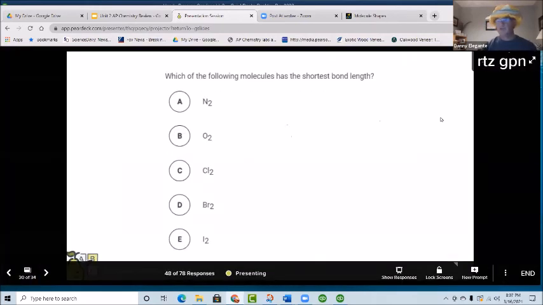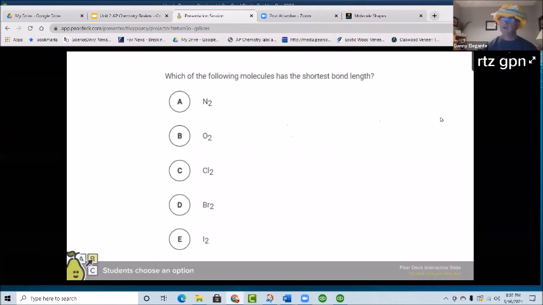So if you notice, Cl2, Br2, and I2 are all halogens. And if you drew out their Lewis structures, they would all have just single bonds. O2, if you were to draw out O2's Lewis structure, O2 would have a double bond. And then N2 would have a triple bond if you drew that up. And we already said that the single bonds are the longest, double bonds are shorter, sorry, and then triple bond is the shortest. Okay.